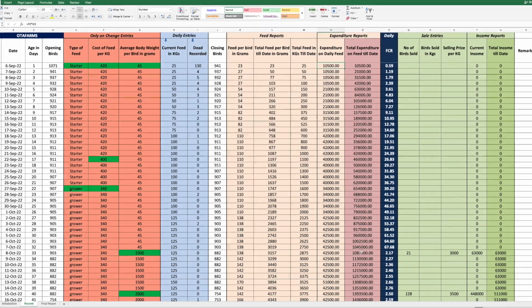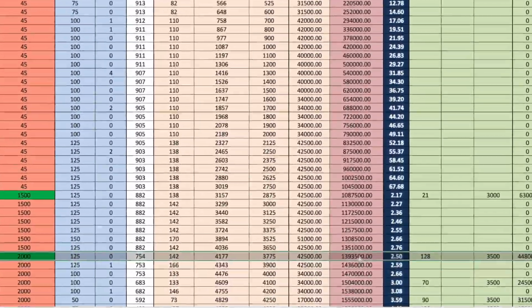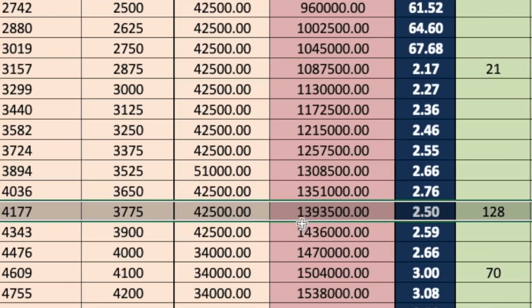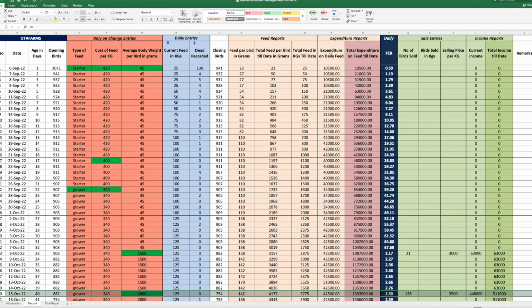So let's look at the 40th day. On the 40th day, we had already spent about 1.3 million, almost 1.4 million francs CFA on feed. 1.4 million francs CFA is about $2,800. That's approximately how much we had spent on the 40th day on feed. And all of this data right here, you don't have to capture it. These are reports that are given to you automatically. They are calculated for you automatically.